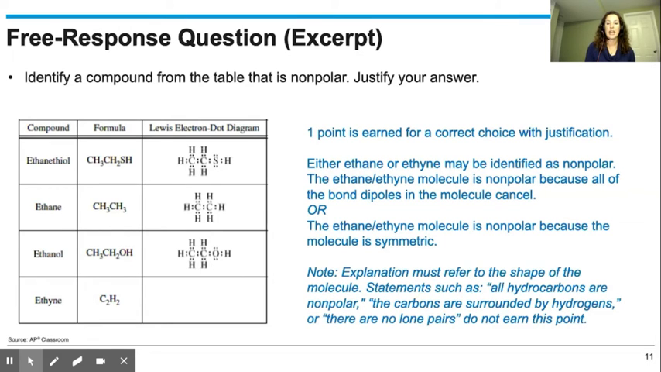Please do notice when I'm answering this question that my explanation must refer to the shape of the molecule. So you can't just give generic statements that say things like all hydrocarbons are nonpolar or the carbons are surrounded by hydrogens. You can't really say something that's just a generic phrase. You have to be very specific and talk about the structures of those molecules as you're answering your question.